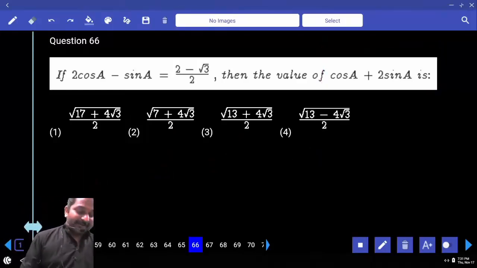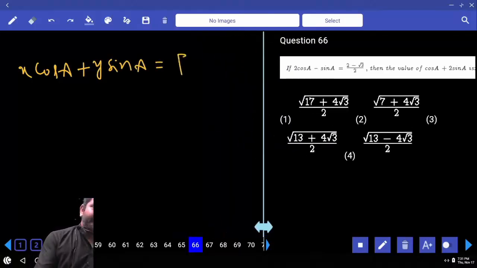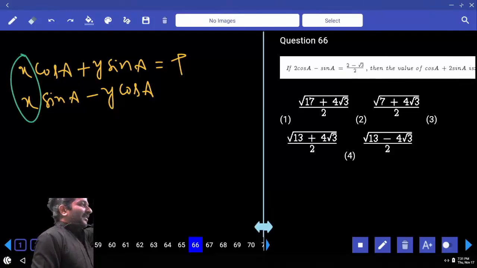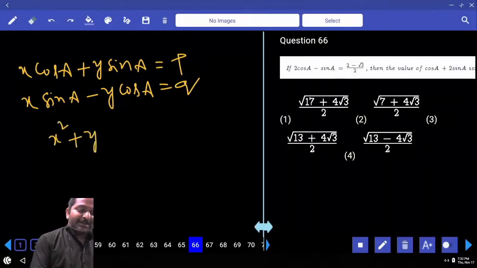Okay, that is one way. The other way is, if it is x cos A plus y sin A is equal to some number P, and then x sin A minus y cos A. You need to observe two things here. One is positive, the other is negative. X is the coefficient for cos A, and in the other equation for sin A. The same is the case with the y coefficient. And if this is equal to Q, x square plus y square is equal to P square plus Q square.